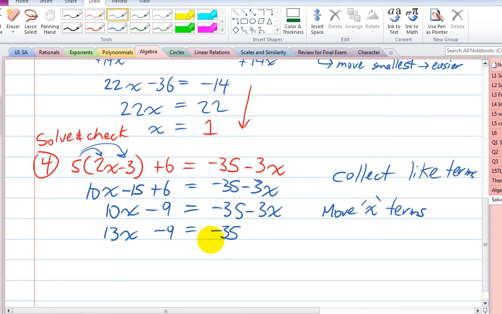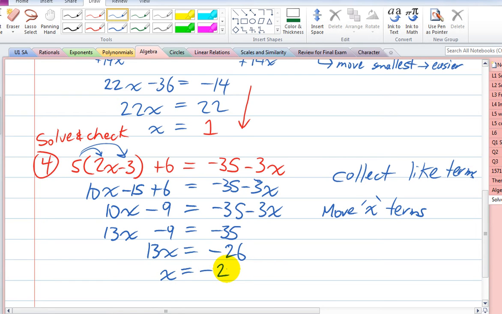So I added 3x to both sides. Okay. Then I'll move my 9 by adding it. I'm going to get negative 26. And then I divide by 13, negative 2.